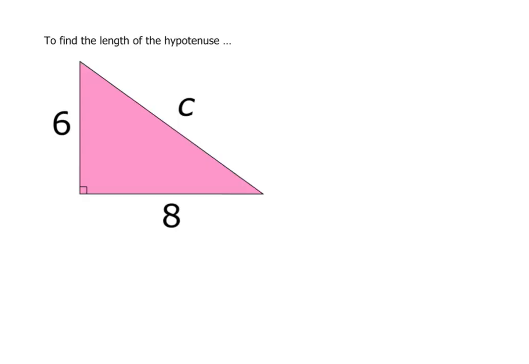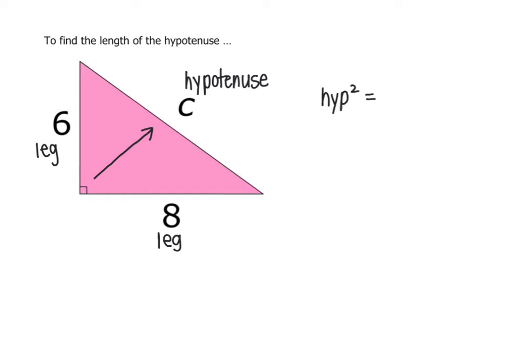Now let's look at how we'll show our steps as we try to find the hypotenuse using the Pythagorean theorem. We'll begin by labeling our sides. The side across from the right angle, or the longest side, will be the hypotenuse. The other two sides will be the legs. The Pythagorean theorem tells us that the hypotenuse squared is equal to the leg squared plus the other leg squared. So in this case, we'll have c squared for the hypotenuse is equal to 6 squared for one of the legs plus 8 squared for the other leg.